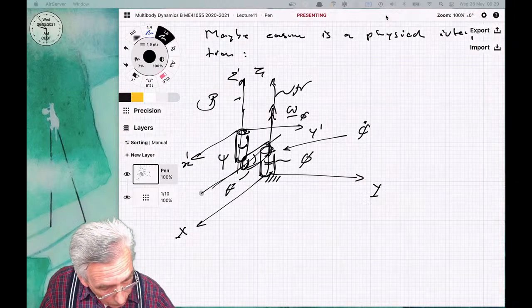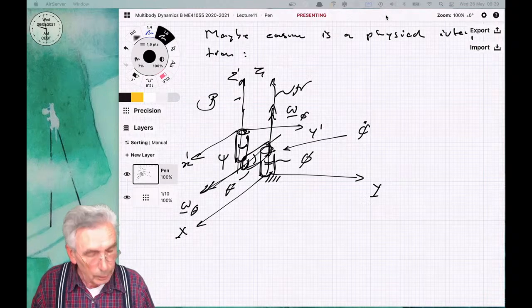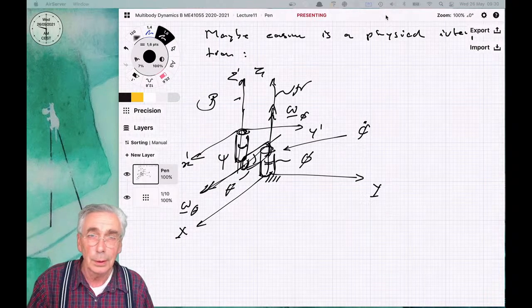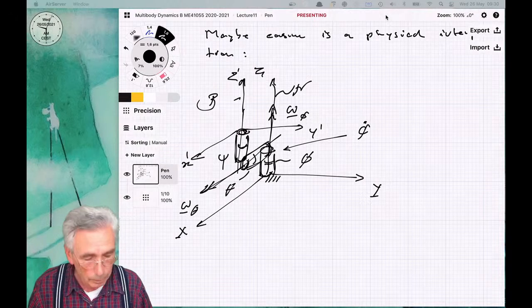Likewise, the second one, I can write a vector here, and I call that omega theta. Why not? It's a vector, the rotation is about the axis. Maybe the vector changes, but that doesn't matter.